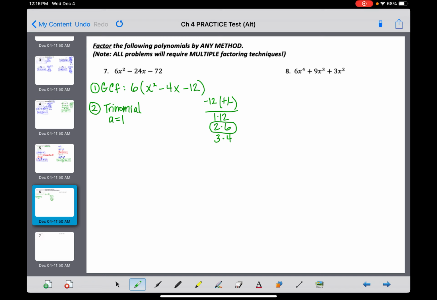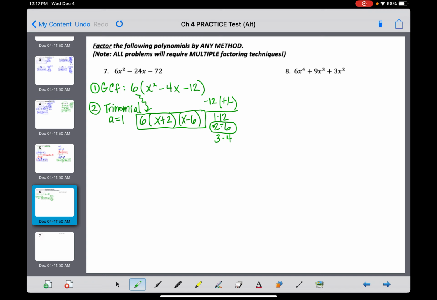And if I want a negative 4, my 6 has to be negative and my 2 has to be positive. So I just go ahead and write x plus 2 times x minus 6. But then we can't forget that in our answer, we have to put that GCF in the front because that is part of our factoring. So my final answer is 6 times x plus 2 times x minus 6.